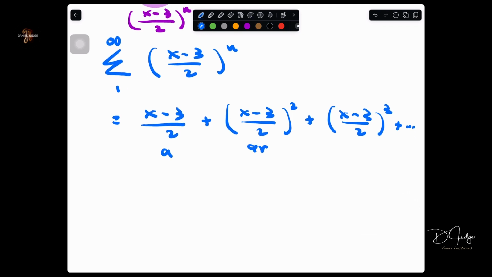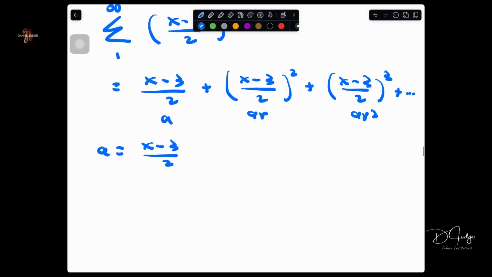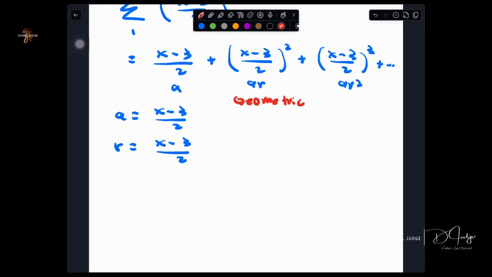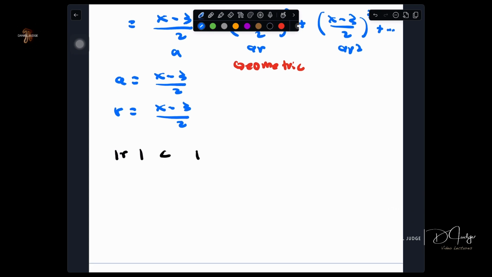AR squared. You're going to find that this is geometric, where the A term is x minus 3 over 2. The R term is x minus 3 over 2. So this is going to be a geometric series. Okay? You'll get convergence for the absolute value of r being less than 1, which means the absolute value of x minus 3 over 2 needs to be smaller than 1 for convergence.